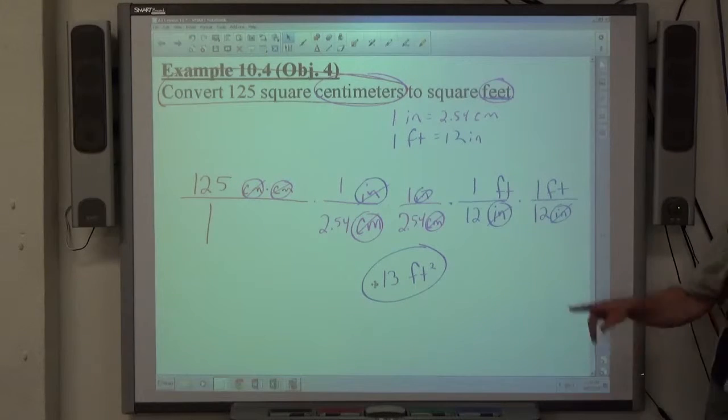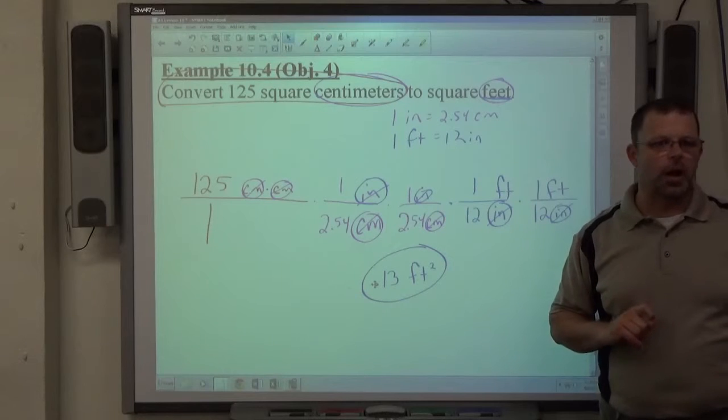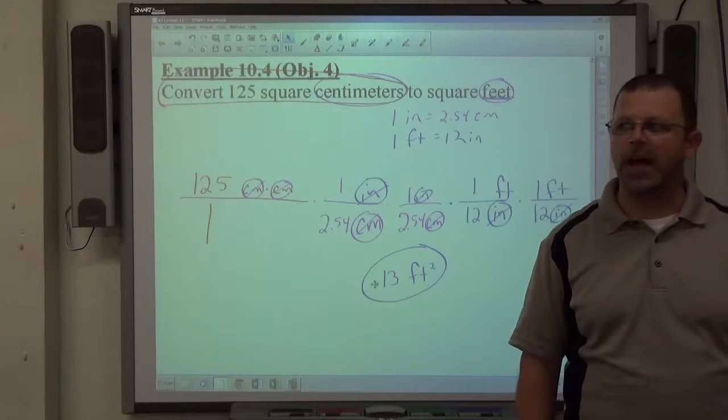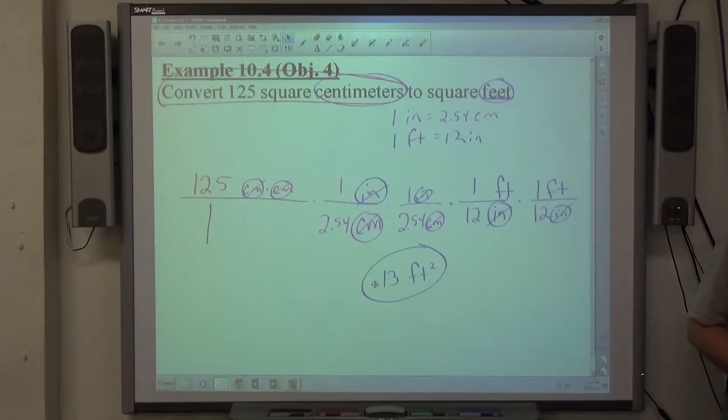Please do not leave your answer looking like this. Use a calculator to evaluate the answer on these problems. The book does not do that. I expect you to do that because I think you're smarter than that. And plus the calculator can evaluate it very easily for you without any difficulty.